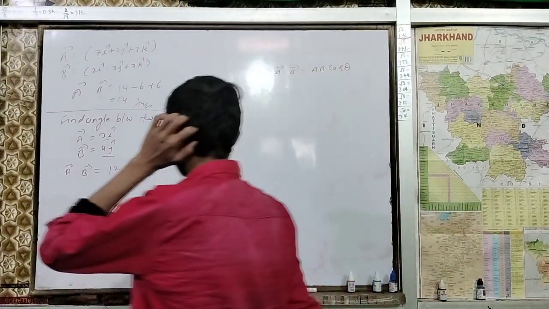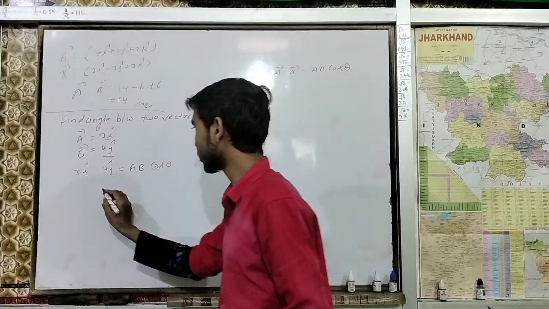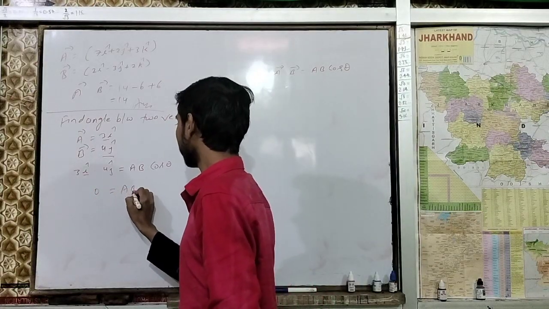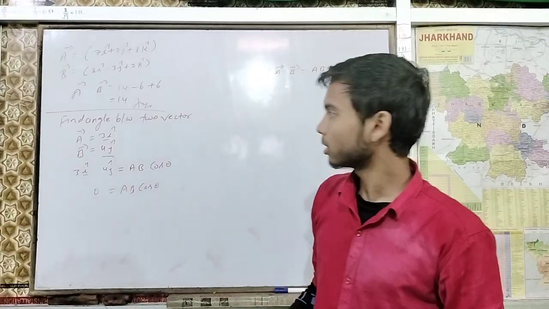Now look over here. So 3i dot 4j is equal to what? AB cos theta. Okay, AB cos theta. So now here we have different components. Of course, the result would be 0. Then AB cos theta. Clear?